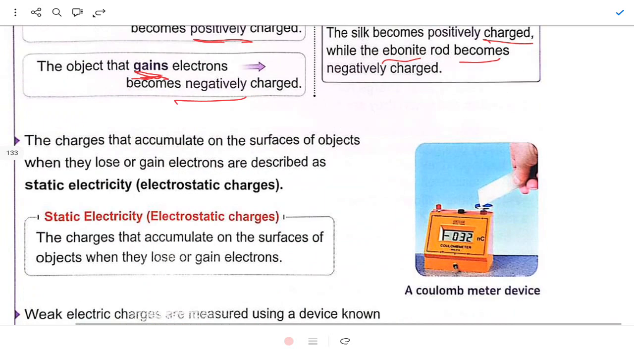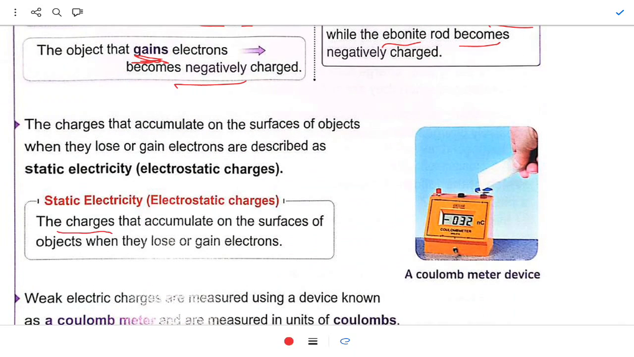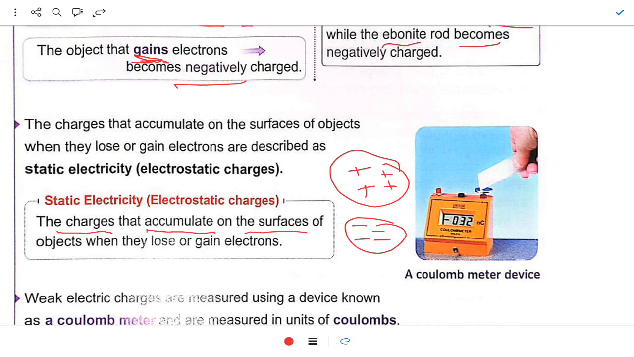Let's come back to the concept. They are the charges that accumulate on the surface of the object, positive or negative, just on the surface, not inside the object. When they lose or gain electrons, this one lost electrons so it is positively charged, and this object gained the electrons so it is negatively charged.